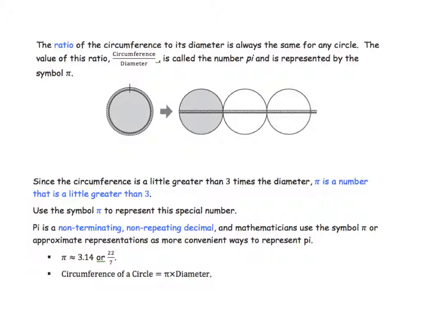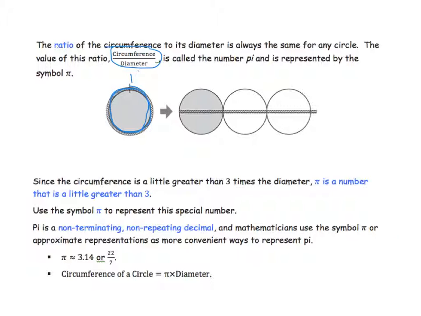I am hoping that you came up with circumference as well. The ratio of the circumference to the diameter. So the circumference is like the perimeter of the circle, all the way around, all those points. So that's the circumference.